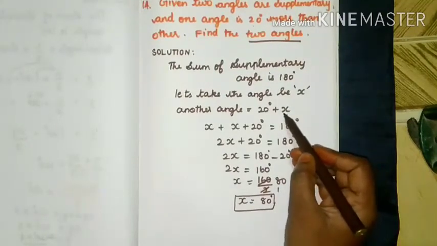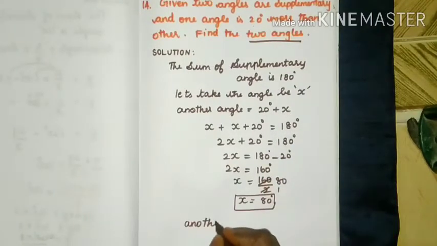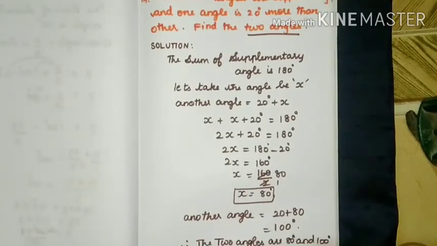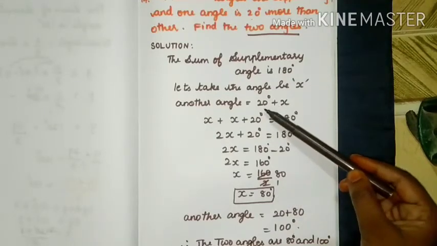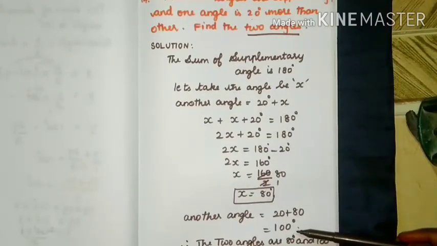You have to find the another value, 20 degree plus x. So another angle equal to 20 degree plus x. x value is 80. 20 plus 80 is 100 degree. Therefore, the two angles are 80 degree and 100 degree. Students, it's clear, no? First we found x equal to 80 degree. You have to find the another value, that is 20 degree plus x. x value is 80. 20 plus 80 is 100. The two angles are 80 degree and 100 degree.